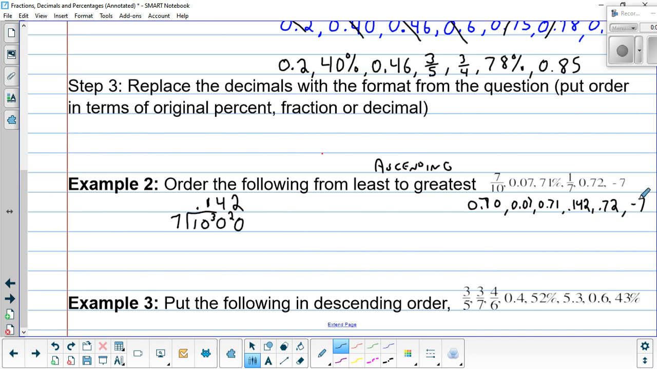Well, that last one was a negative, right? So I know right away my very first value here is going to be my -7. Then I want closest to 0 on the positive side, which is 0.07 here. Then I have, going along, this 0.142. Then we have 0.70, 0.71, 0.72.